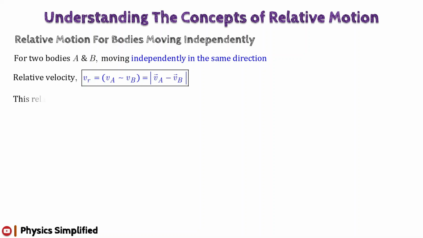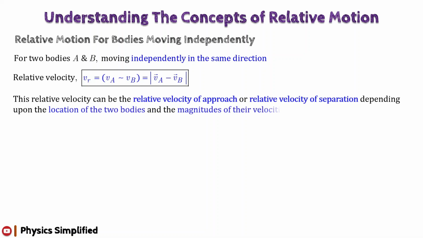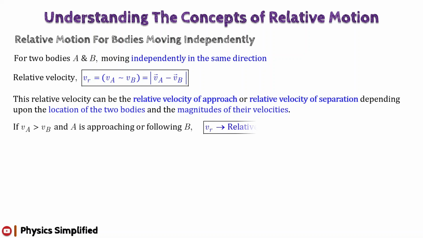Now, depending upon the location of bodies and the magnitudes of their velocities, this relative velocity can be the relative velocity of approach or of separation. If velocity of A is greater than that of B, and A is approaching or following B, this relative velocity becomes the relative velocity of approach. This is shown in the following figure.